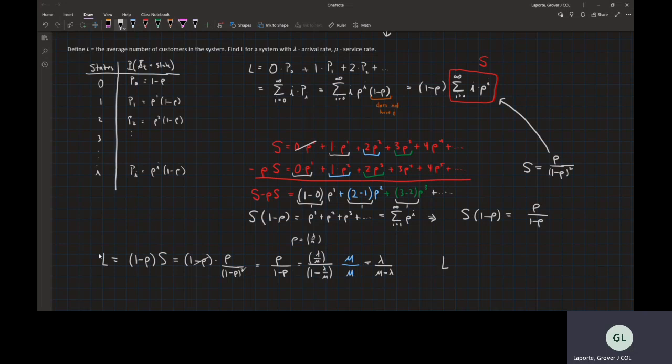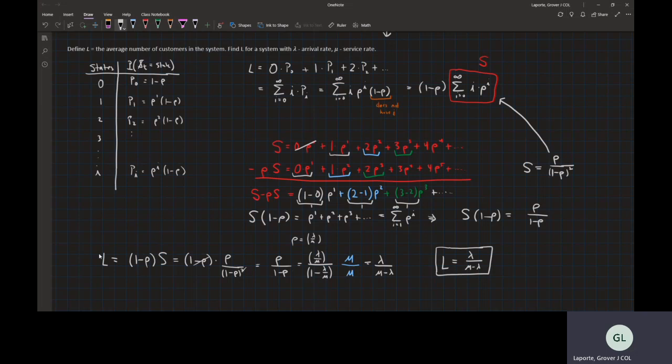L is the letter that most books use, and it is the average number of customers in a system, and that is lambda over mu minus lambda. I'm not real sure why off the top of my head right now. It probably has something to do with the person's last name, Little, who did a lot of research on this, but I'm not going to promise you that's the reason why it's called L in most books.